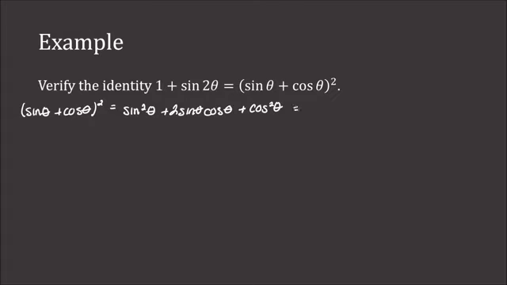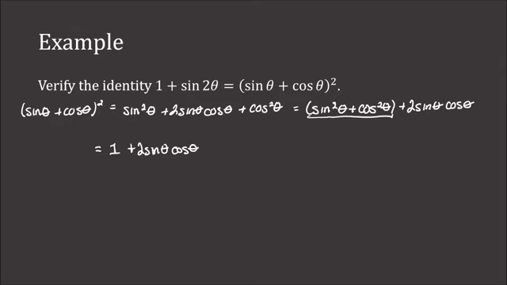Now we can order this in any way we want. So we can write sine squared of theta plus cosine squared of theta in one grouping, and then still have that 2 sine of theta cosine of theta. Now this piece is just 1. So we now have 1 plus 2 sine theta cosine theta. And now we can use the sine double angle identity to write that as 1 plus sine of 2 theta.